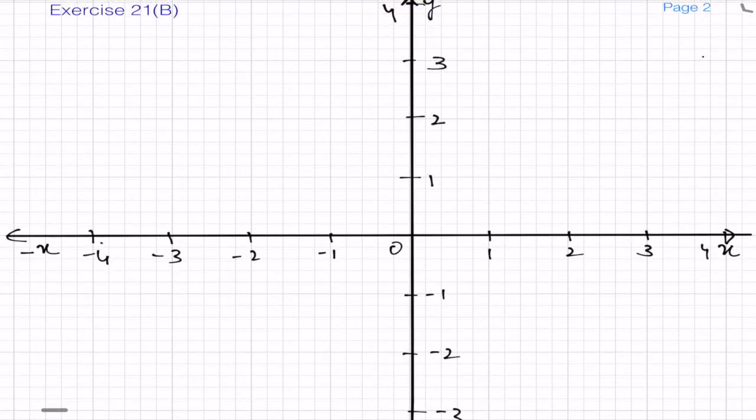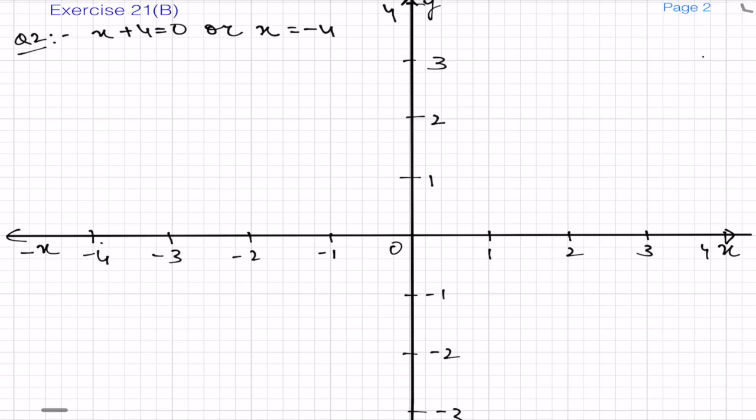Next question I have picked up from exercise 21B, that is draw the graph of x plus 4 is equal to 0. The same question they can ask like x is equal to -4. So both, if they ask x plus 4 is equal to 0 or x is equal to -4, it's the same thing, because in the first, if we shift 4 to the other side, it becomes -4. So here they have just given x is equal to -4.